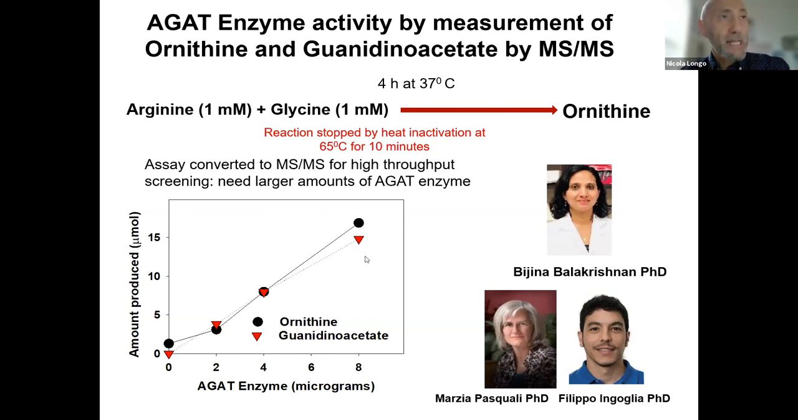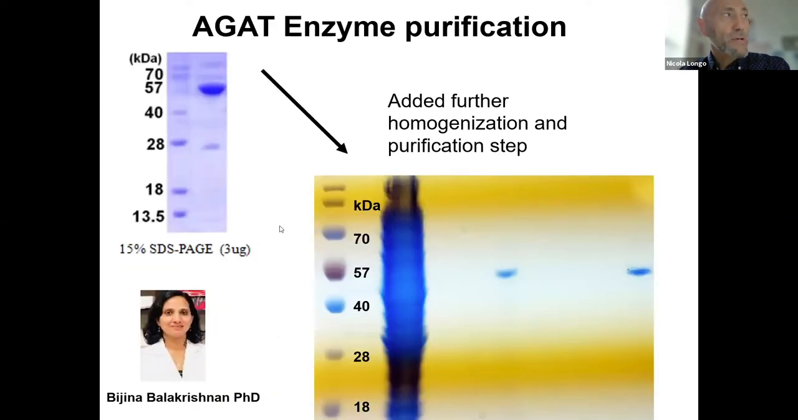This also created a little bit of a problem. Why? Because to create a high throughput system, we need to produce a lot of AGAT enzyme to place in our 96-well plate. How did we solve it? A new system was developed to further purify the enzyme, in which we were able to homogenize the cell a little bit better. And we added a couple of purification steps that allow us to obtain a pretty pure protein in quite a large amount.